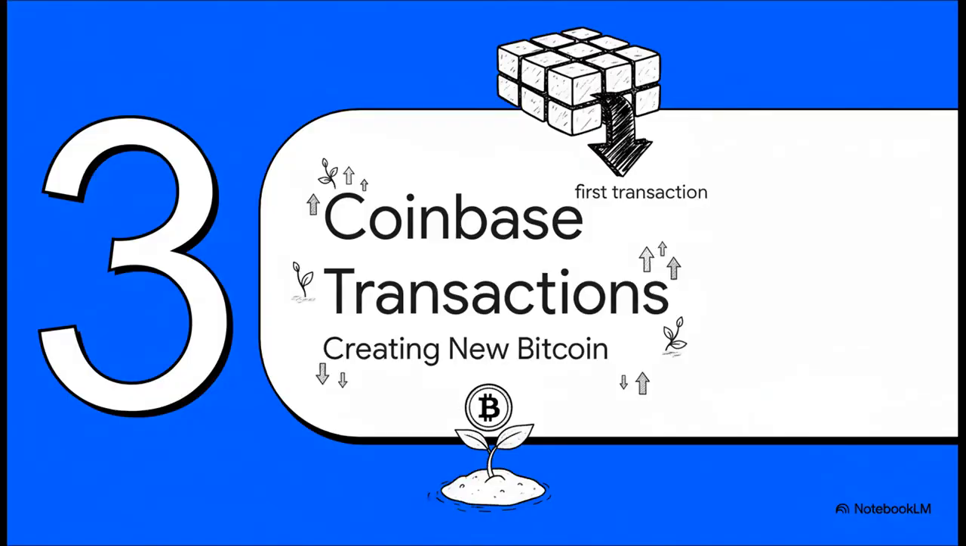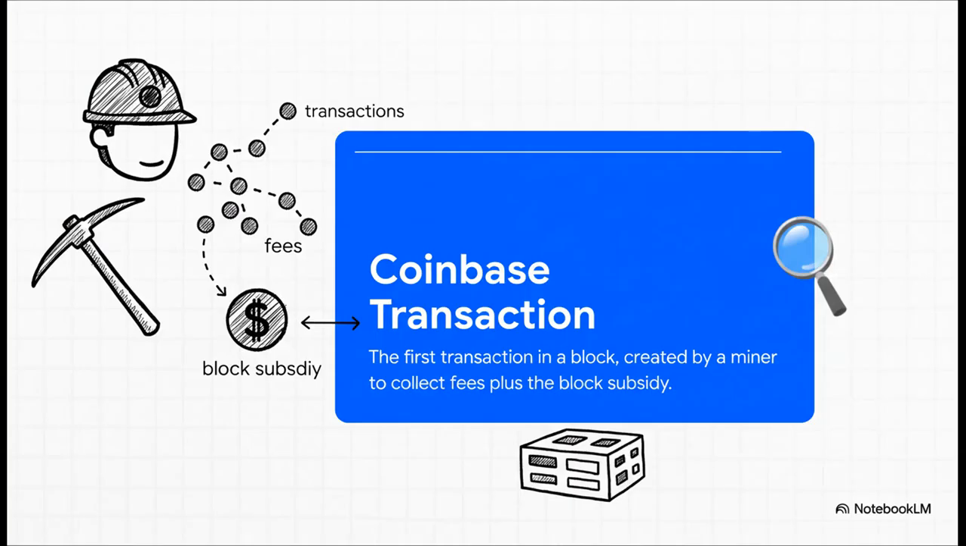Our final stop on this tour isn't just another hidden field. It's a completely different species of transaction. This is the coinbase transaction. It's the very first one you'll find in every single block, and it's the one that literally creates new money. Now, let's be crystal clear about something. This has absolutely nothing to do with the company called Coinbase. A coinbase transaction is a fundamental part of the Bitcoin protocol itself. It's how miners get paid for their work. They create this special transaction to collect all the little fees from every other transaction in the block, plus that all-important block subsidy, which is the brand new Bitcoin being born.